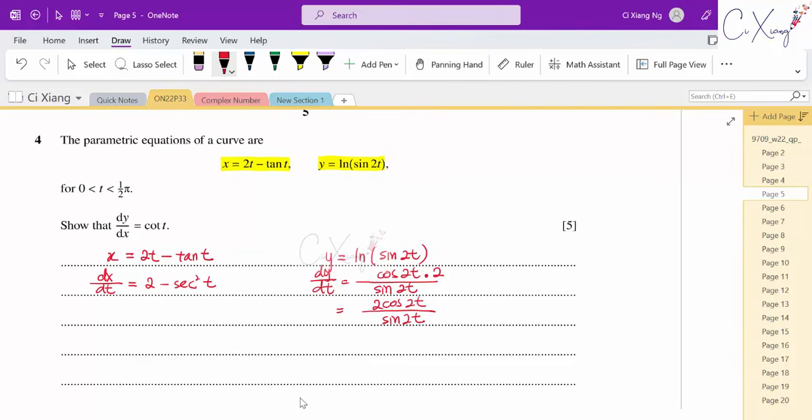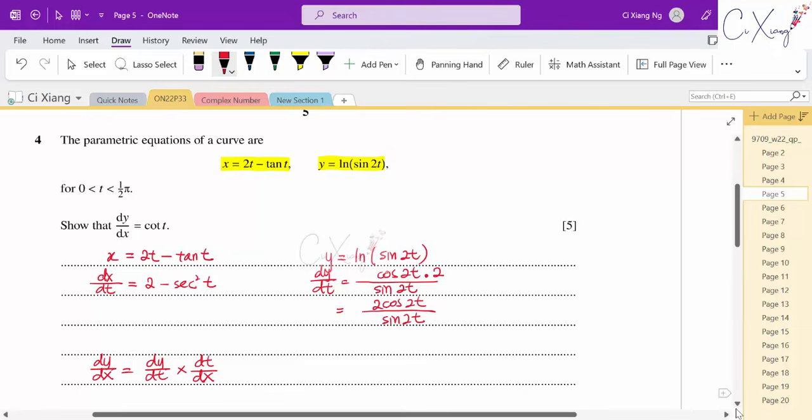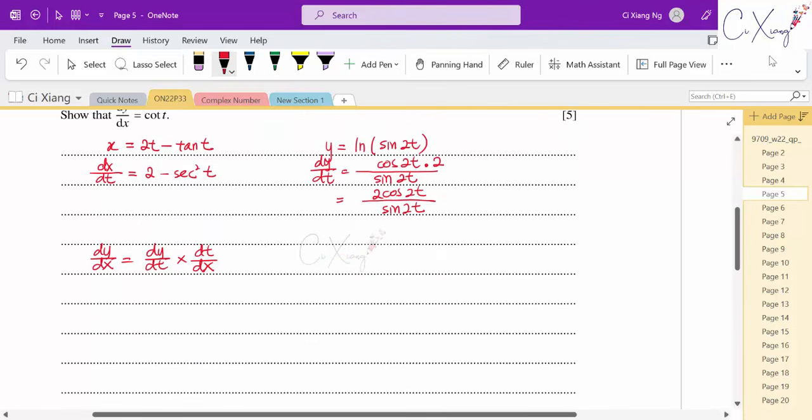Okay, after I find dx/dt and dy/dt already, to get dy/dx, we need to apply the chain rule. So dy/dx will be dy/dt multiplied by dt/dx. And now we should continue to solve and simplify it.